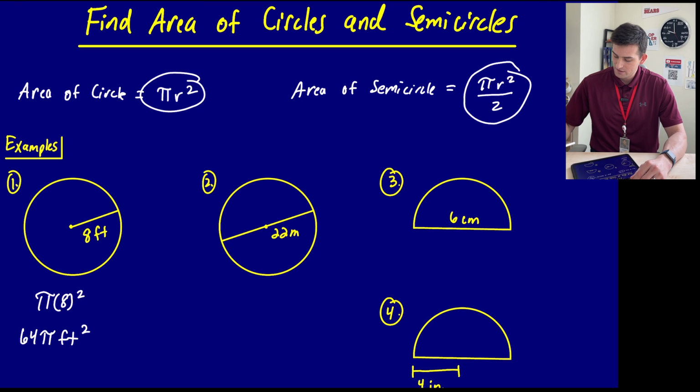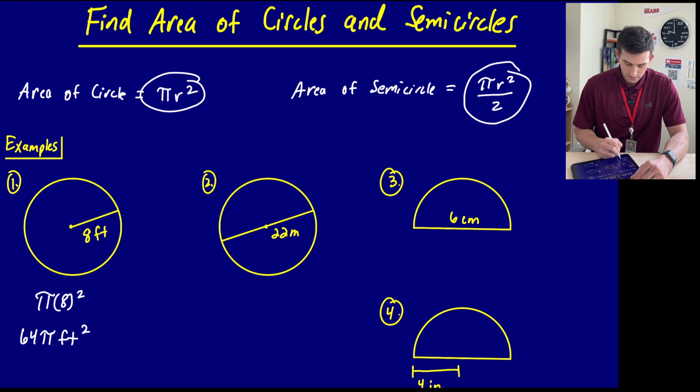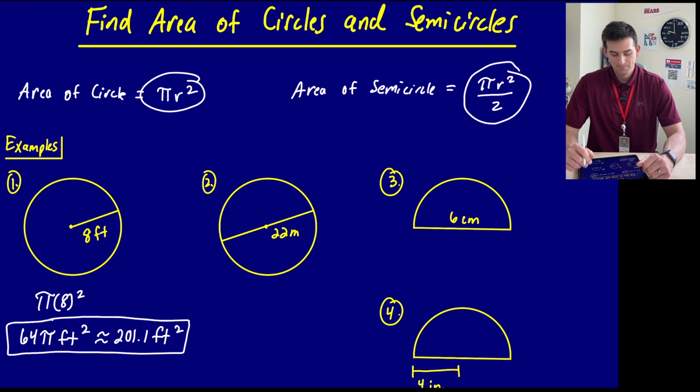So let's plug that 64 pi into our calculator, and let's get 201.1. Okay, so we'll round this to 201.1, and once again, that would be square feet. Okay, so those would be our answers for number one. All right, let's jump into number two.